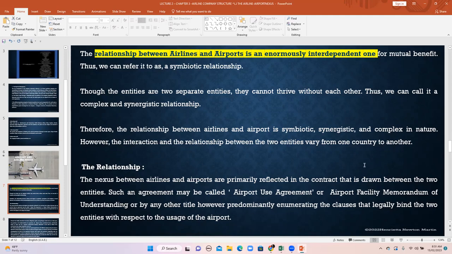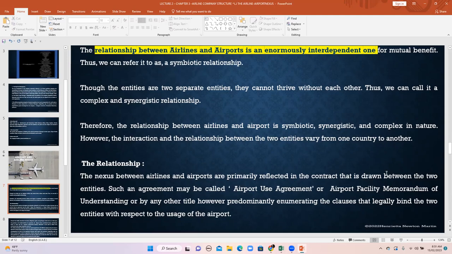However, the interaction and the relationship between the two entities vary from one country to another. I'd like to repeat this. The interaction and the relationship between the two entities vary from one country to another. Now, the nexus or the relationship between the airlines and the airports is primarily reflected in the contract that is drawn between the two entities. Such an agreement may be called an airport use agreement or airport facility memorandum of understanding, or by any other title, however, predominantly enumerating the clauses that legally bind the two entities with respect to the usage of the airport.